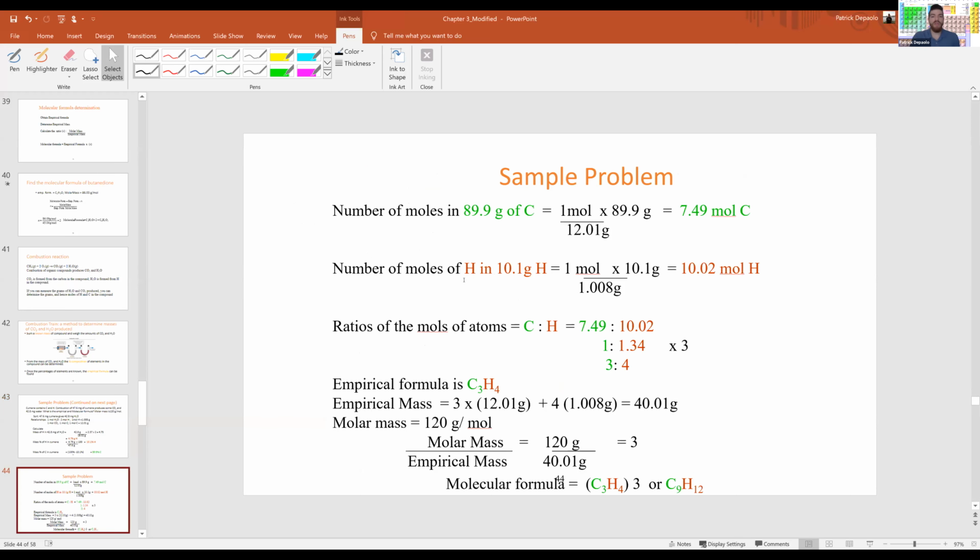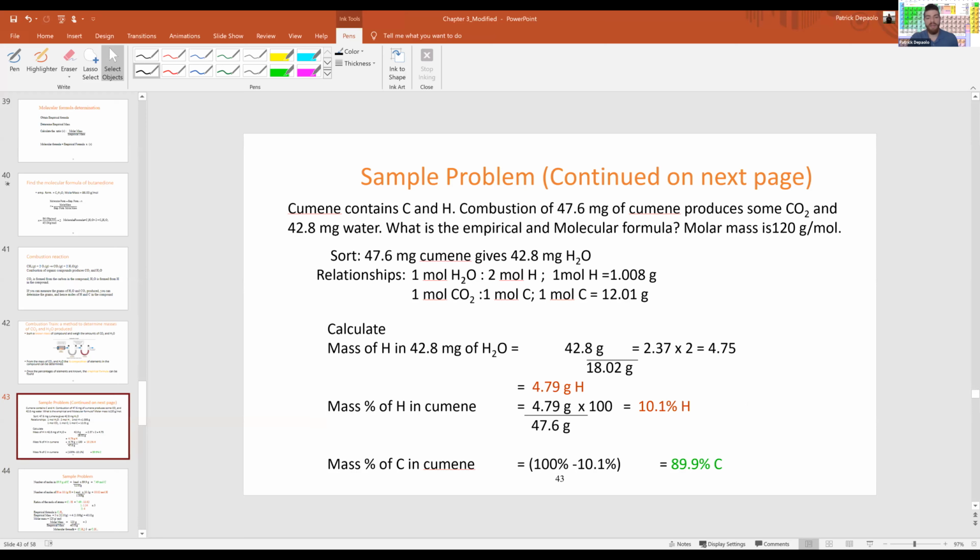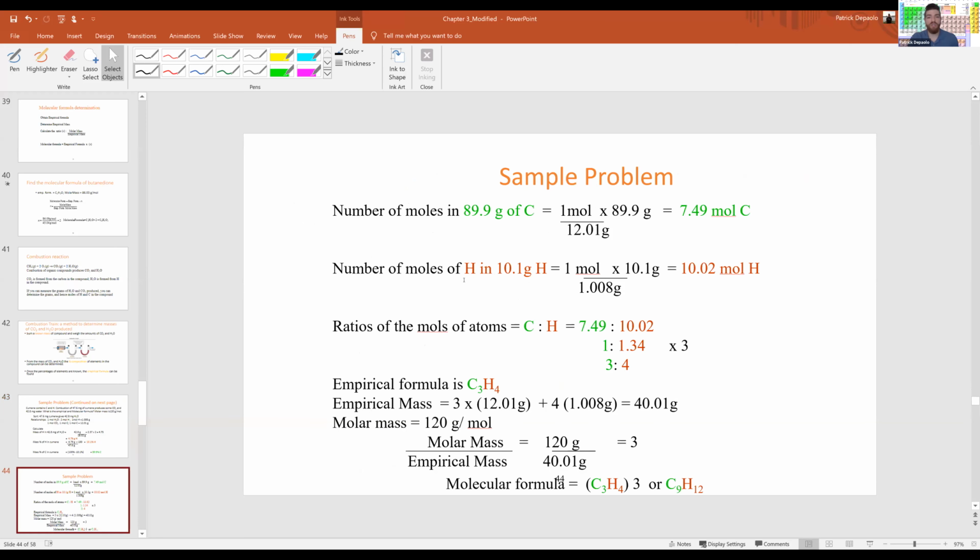Okay, so then we take the empirical formula of this sample by using the mass percentages, turning them into grams. So we take the 89.9% of carbon, turning it into grams, and then we figure out how many moles that is by dividing by the molar mass, 7.49 moles. Same thing for hydrogen, 10.1 divided by 1.008, and we get 10.02.